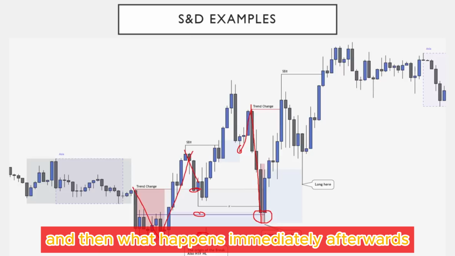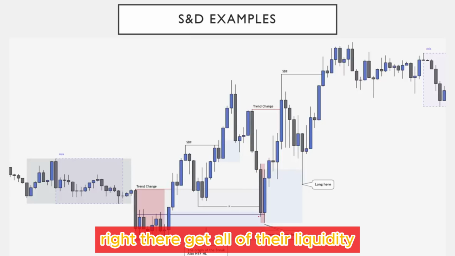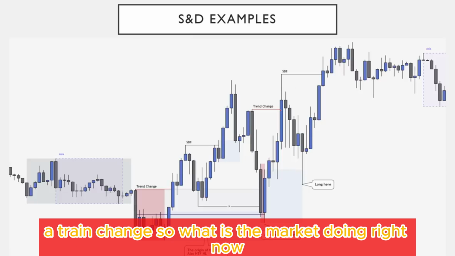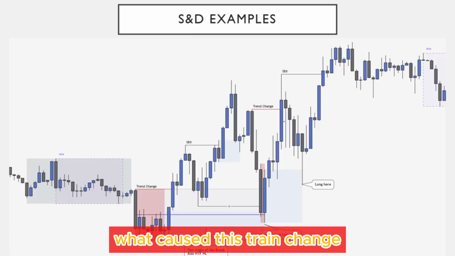Right? And then what happens immediately afterwards is they potentially close their positions right there, get all of their liquidity, and the market massively pushes up. What does it create? A trend change. So what is the market doing right now? It's aligned bullish. What caused this trend change? You immediately track it back.